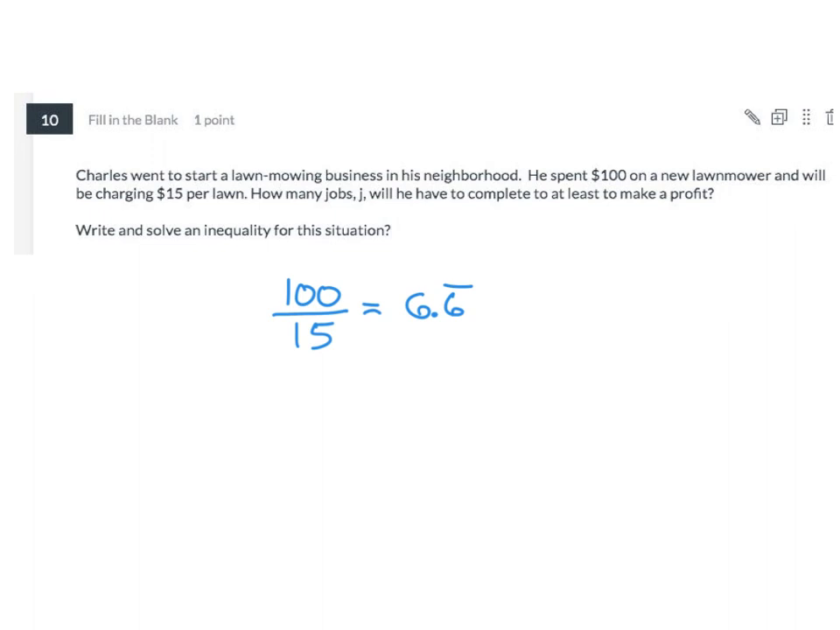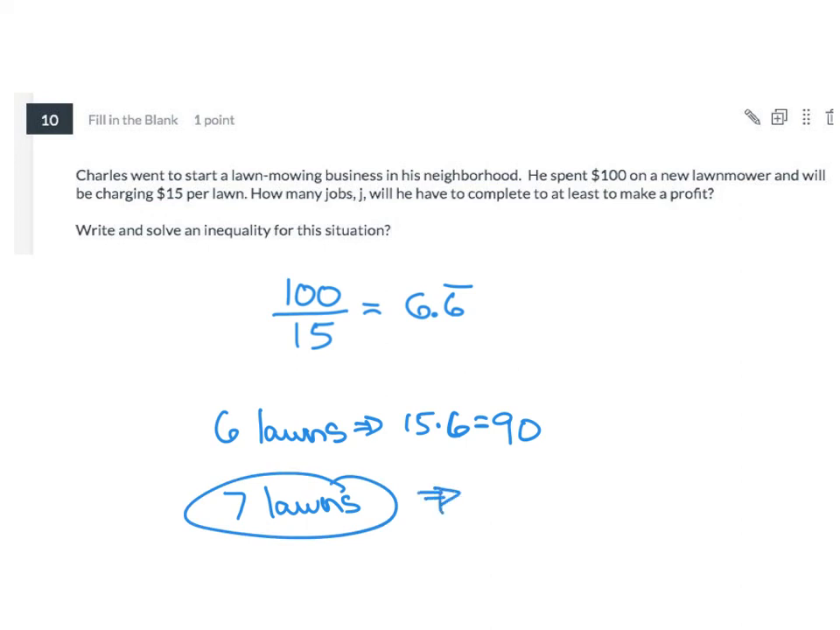If I say it's going to be 6 lawns, let's try that. 15 times 6 is 90. Does he need to have $90? No, he needs to have 100. So we need to round this up to 7 lawns. Let's try that: 15 times 7 is $105. So he has to do 7 lawns to make up the $100, which agrees with 105.